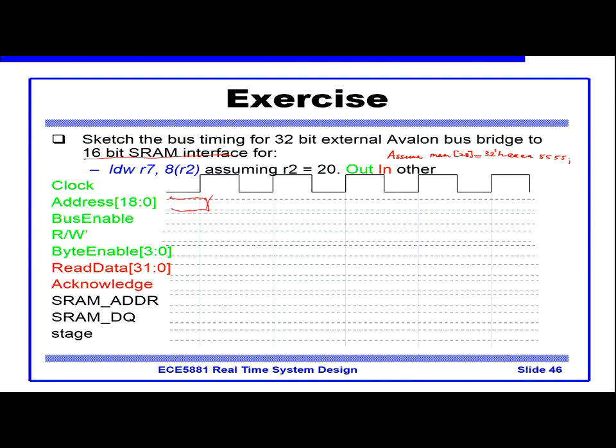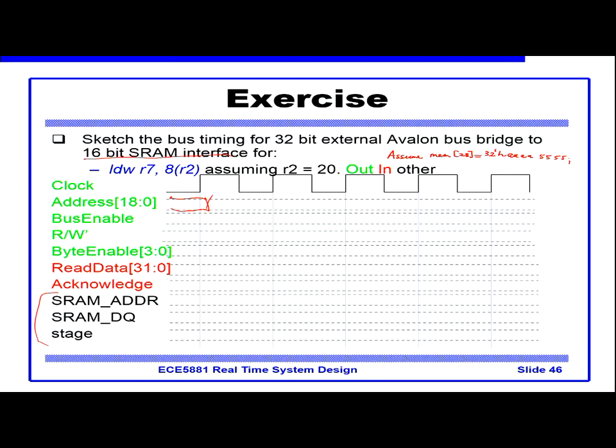So this is obviously a read transaction. We're going to issue the read bus signals in green. That comes from the bus bridge. The red is going to be from the SRAM. That's what's being driven back into the bus bridge. And the black are the SRAM signals that we need to keep track of to do our work.